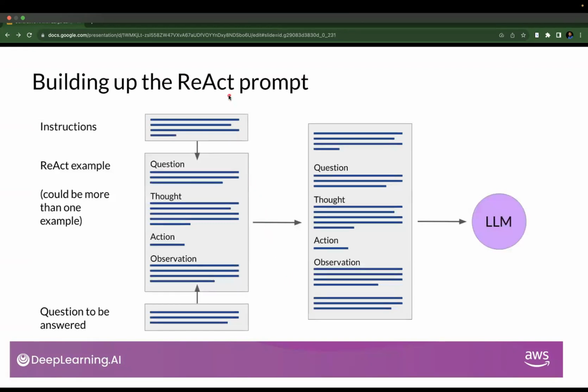So you can pass the instructions along with the React example, and then the question which you want to be answered, as the whole prompt to the LLM. And hopefully the LLM will try to follow your hint or your example to generate the response for the question which you actually want to get answered.